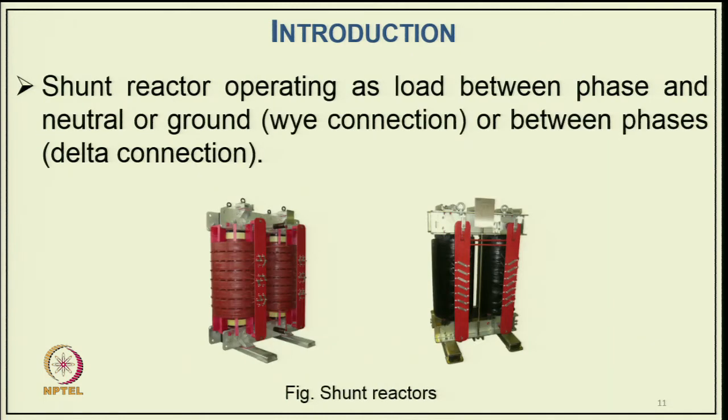Then similarly, we have shunt reactors operating as a load between phase and neutral or ground for the star connection, or between the phases with the delta connection. They are also used in many substations, again typically for meeting the reactive power requirement, with a power switching arrangement. In shunt reactors, sometimes they are operated even in a phase control manner by solid state control switches.